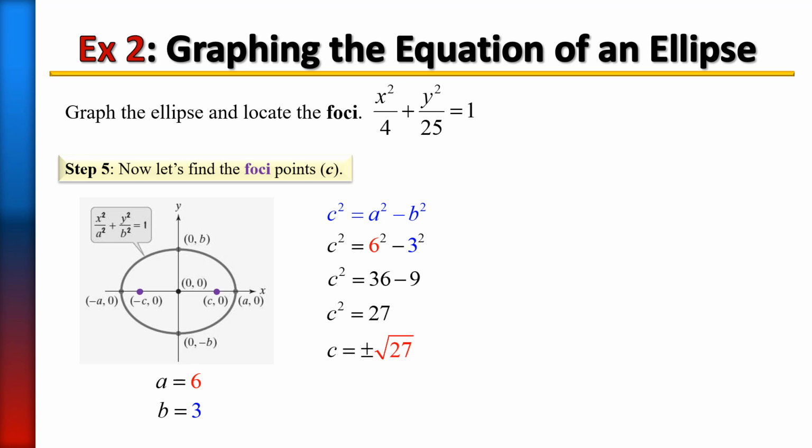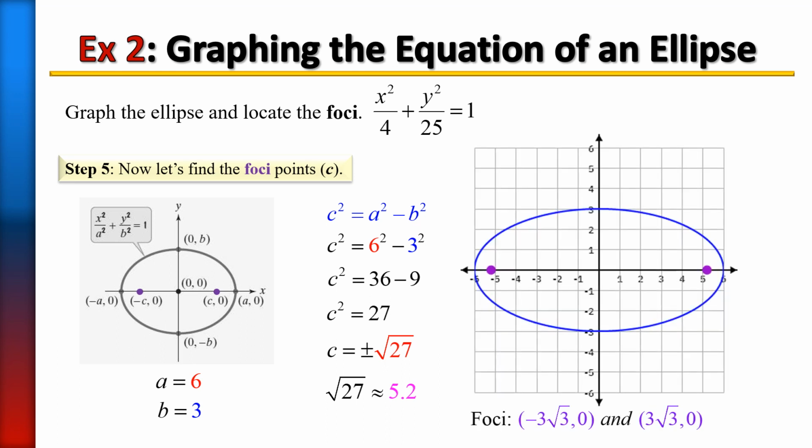Now, of course, we can simplify that radical, but we actually want the decimal value more than anything to be able to locate it on the rectangular coordinate system. So you can use your calculator to give you the approximate decimal value there, and it should be about 5.2. So once we graph that on the rectangular coordinate system, the foci points will look like so.